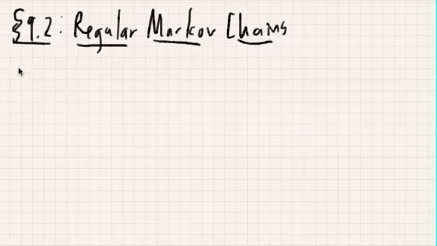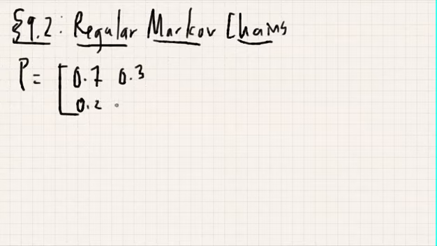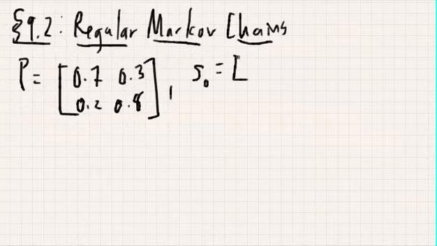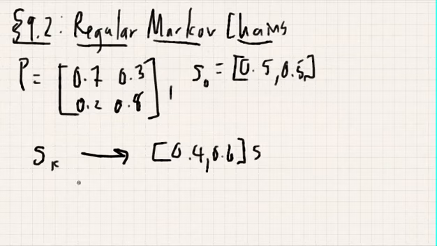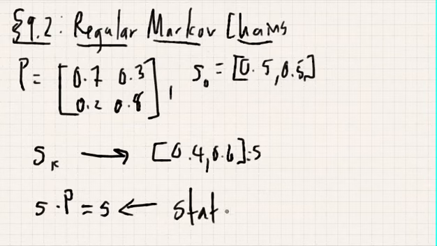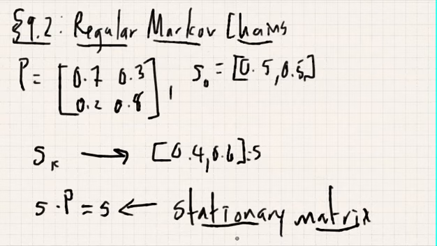So what we've seen is, if we have P equal to 0.7, 0.3, 0.2, 0.8, and S0 equal to 0.5, 0.5, we saw that the Sk's got closer and closer to a matrix 0.4, 0.6, which we'll call S. And we just saw that S times P is equal to S. So we call S a stationary matrix because it is stationary under the multiplication by P.